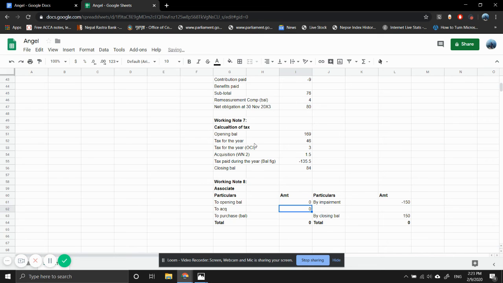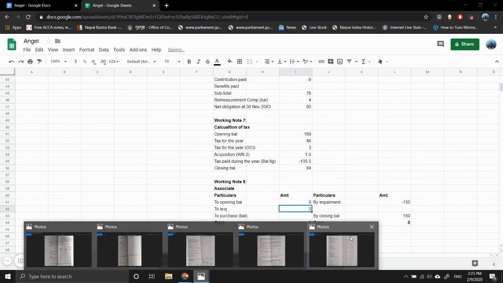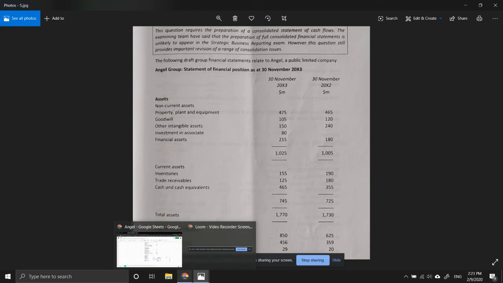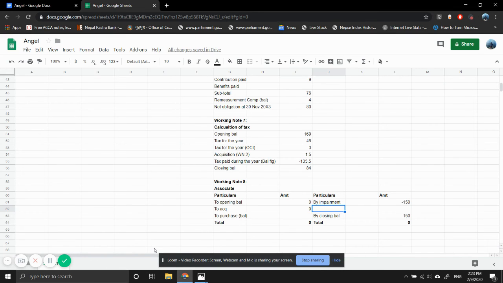Beginning of the year, I think it was 0, isn't it? Yep, 0 and then 80. Closing balance was 80. And then what was the acquisition? How much did we pay?